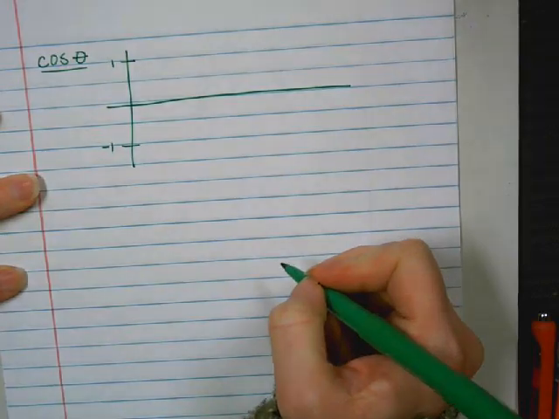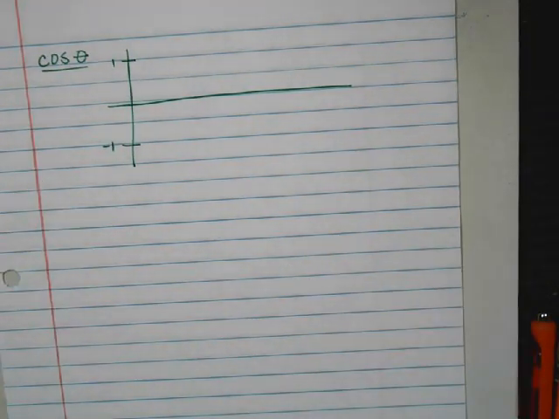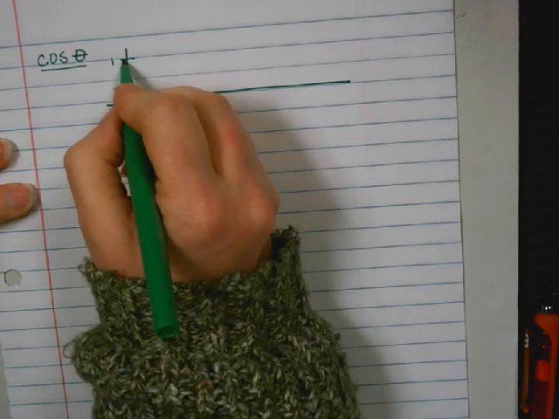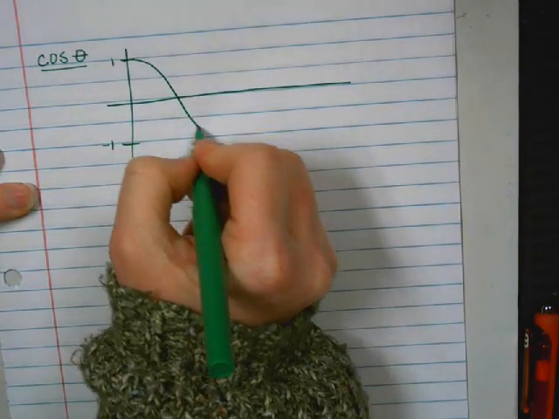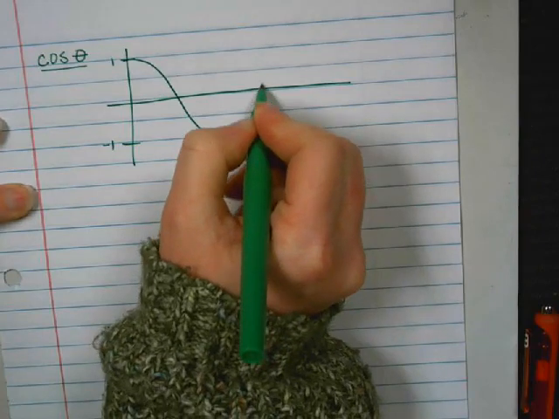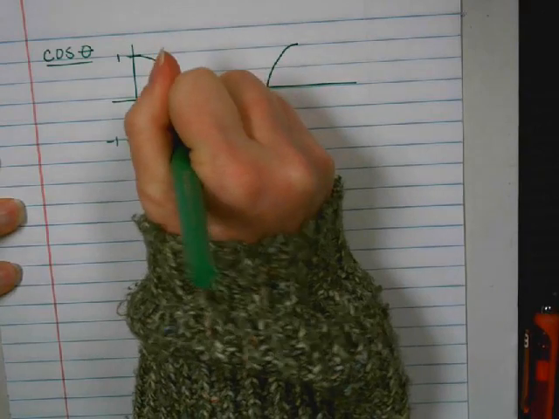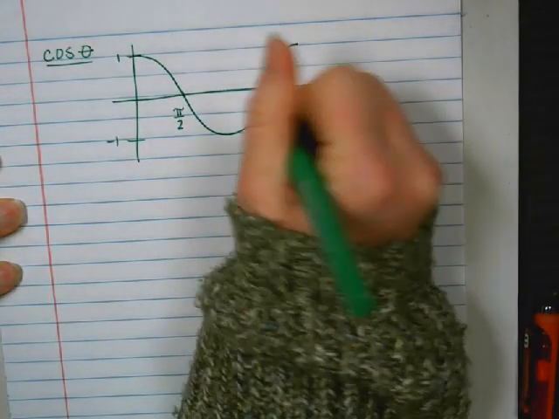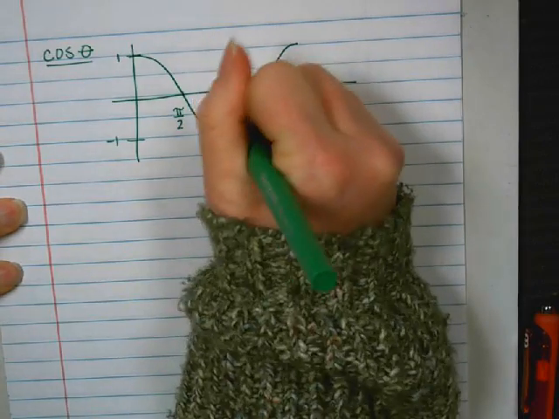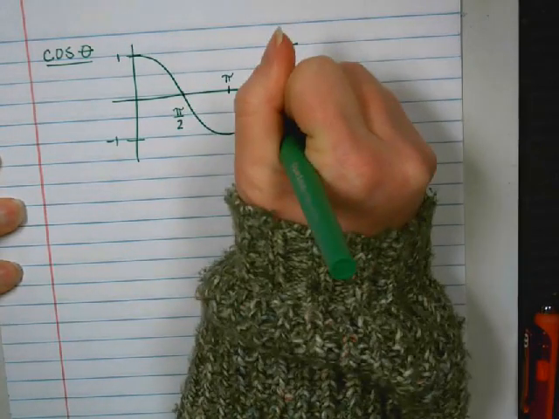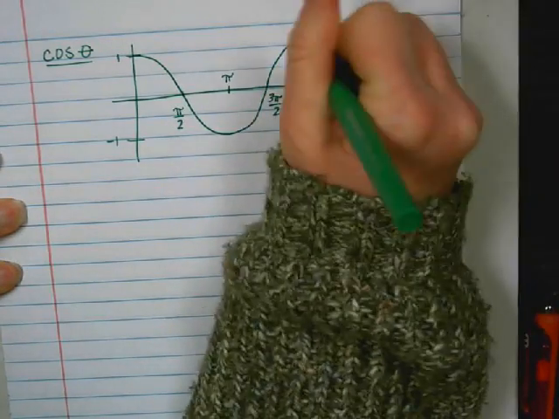Okay, so cosine. Cosine starts at 1 and goes down to -1, and then back up. So it starts at 1, and it crosses at the half pies. So that's where its intercepts are. This valley is at pi. This is at 3/2 pi, and this is 2 pi.